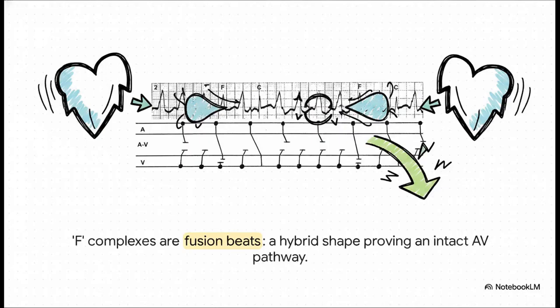Now what's so cool about this slide is the shape of the F complexes. Look closely. They're not fully wide like the VT beats, but they're not fully narrow like the capture beats either. They are a true intermediate hybrid, which visually confirms that the ventricles were depolarized from two different directions simultaneously. And just like a capture beat, this proves an intact anterograde pathway.